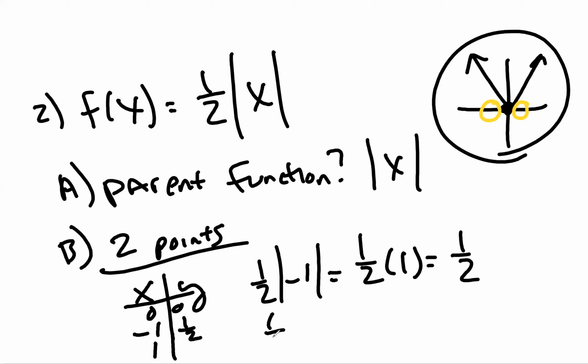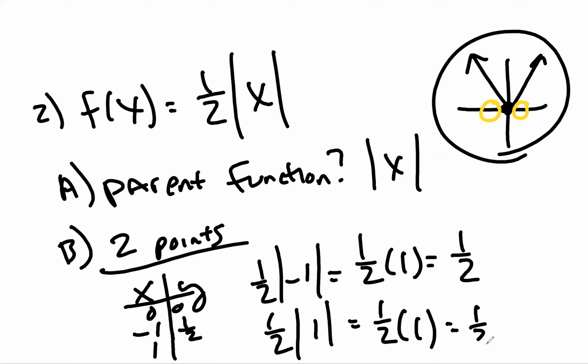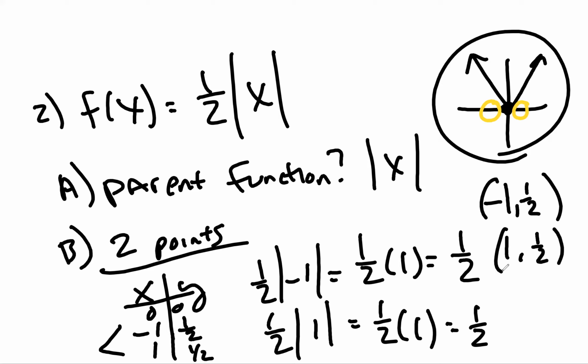And then I'm going to do the same exact thing. I'm going to have 1/2 times the absolute value of 1, which is just 1/2 times 1, which is just 1/2. Then you're going to have these 2 brand new points that you just calculated. And so in Hawks, you're going to type -1, 1/2. And you're also going to type +1, 1/2. And then this is all you're going to have to enter. Once you enter that, the points will appear on the graph magically. And then your graph will say, okay, great, and then you'll be done.